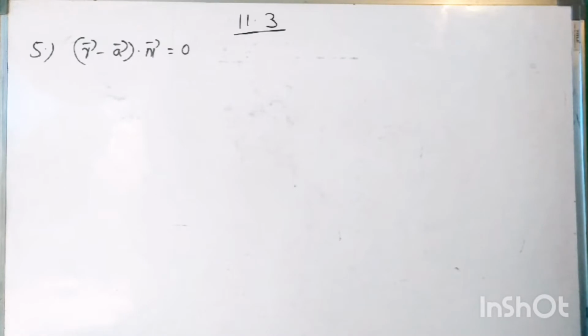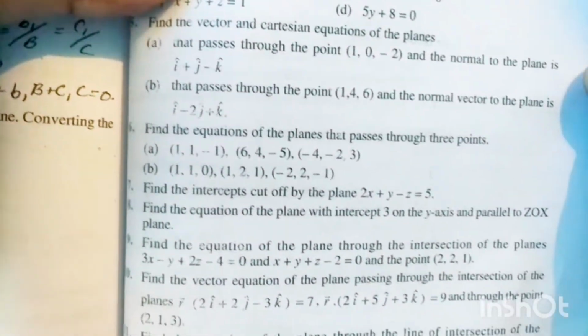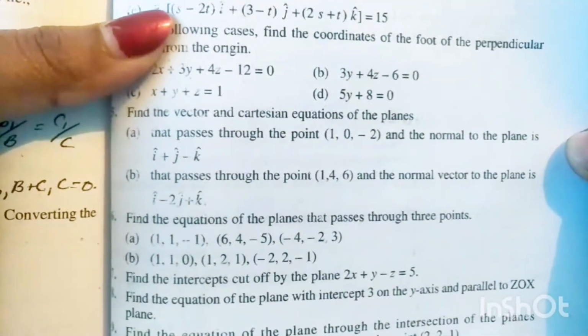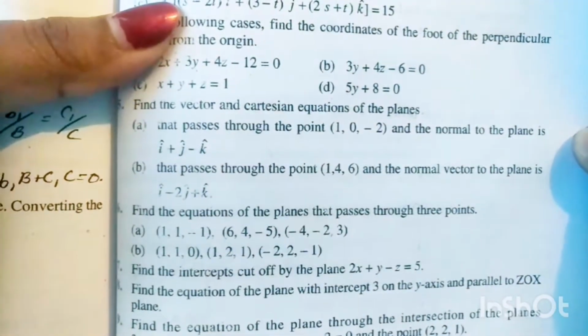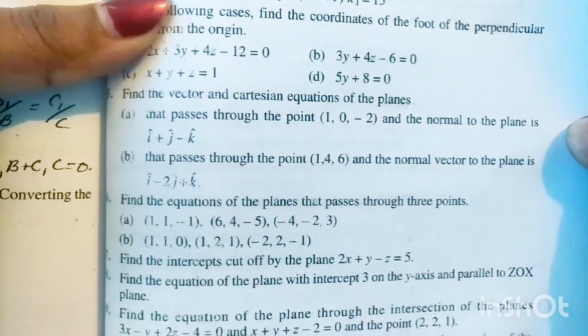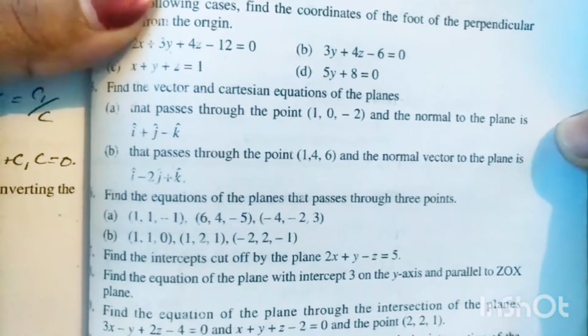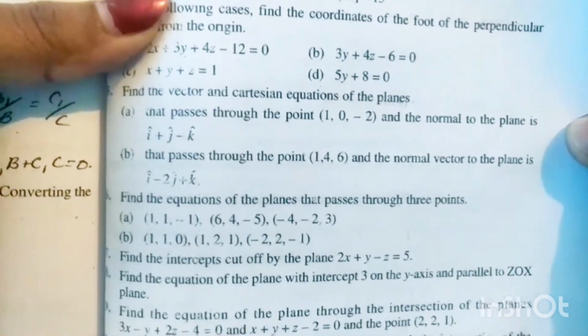Hi dear children, in this video we are going to continue exercise 11.3, fifth question. Find the vector and Cartesian equations of the plane that passes through the point (1, 0, -2) and the normal to the plane is i + j - k.